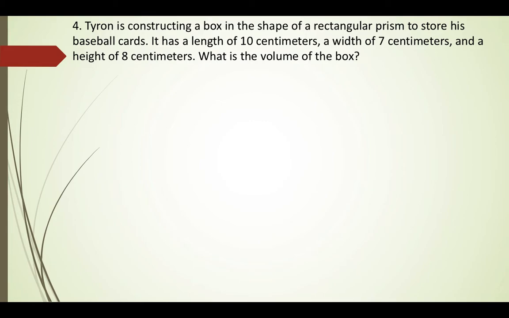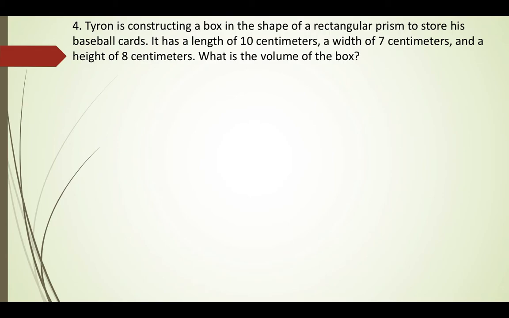Got a little bit of a word problem going on. I am going to annotate. I know it's a little tough to annotate on the computer, but again, just picking out those important keywords for us. So Tyron is constructing a box in the shape of a rectangular prism to store his baseball cards. It has a length of 10 centimeters, a width of 7 centimeters, and a height of 8 centimeters. What is the volume of the box?